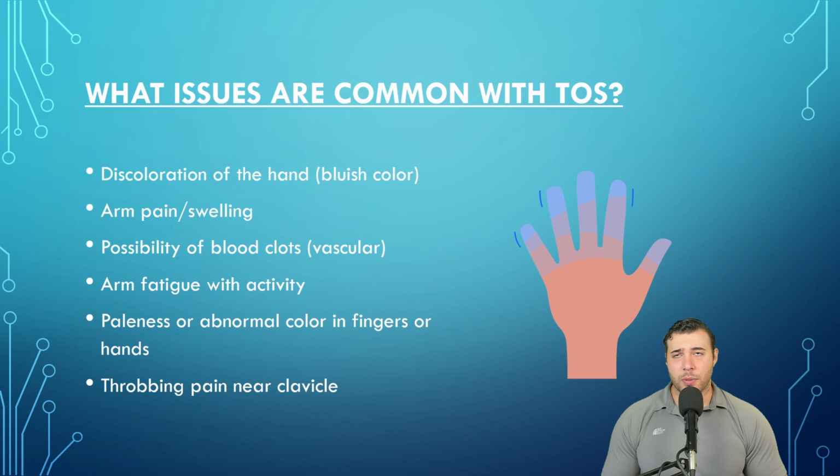So some of the signs and symptoms that we can see in most cases of thoracic outlet syndrome will be discoloration of the hand, which would be a bluish color, is what I have labeled up here. We can see arm pain or swelling just because venous return or arterial delay is caused there. So the possibility of blood clots is also there.